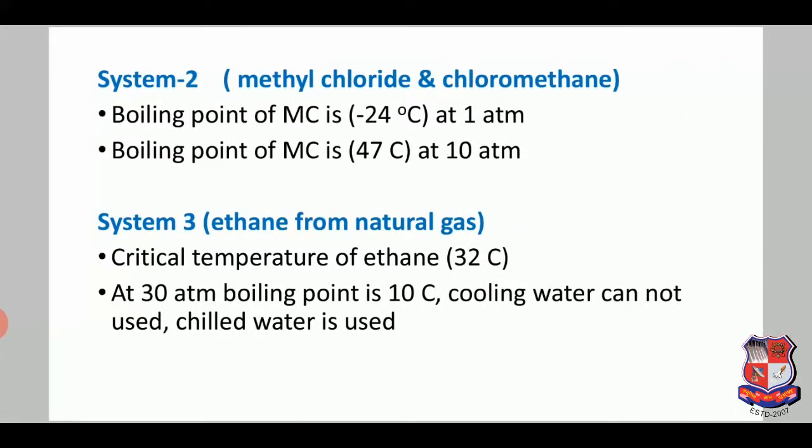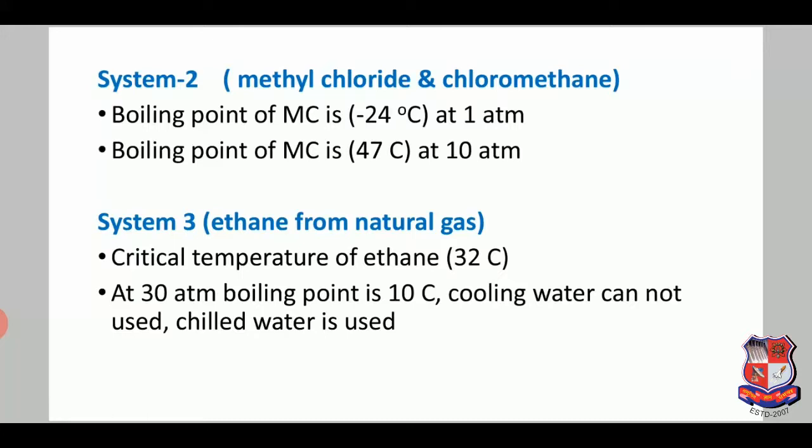Again we are seeing a second system in which methyl chloride and chloromethane form a mixture which we need to separate. Now the methyl chloride is our light component, or we can say our top product, and we want to separate methyl chloride from the top as a distillate. At 1 atmospheric pressure its boiling point is minus 24 degrees Celsius. So it is obvious that we cannot use cooling water. It will not be able to condense this methyl chloride vapor.